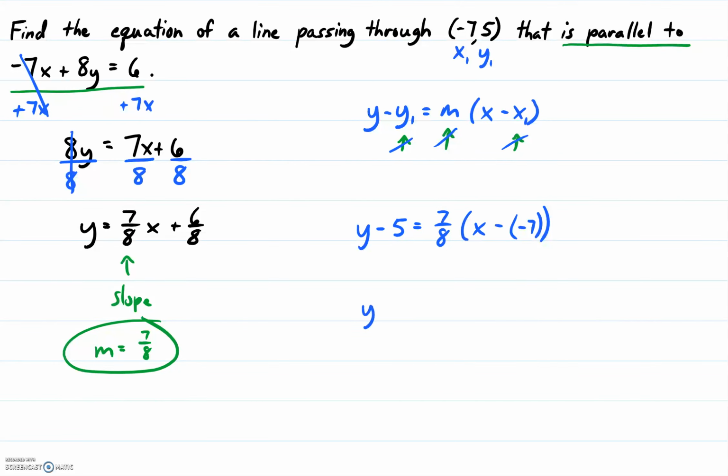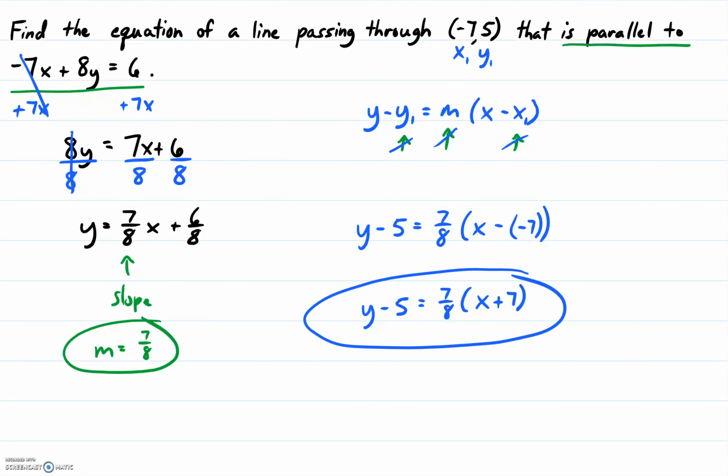On the left-hand side we'll leave it y minus 5, but on the right-hand side we'll have 7 over 8 multiplied by x plus 7. Because negative and negative are going to cancel and give you a positive, or a plus sign. And so here is the point-slope form of the equation of a line passing through the point -7, 5 that's parallel to the line we were given, -7x plus 8y equals 6.